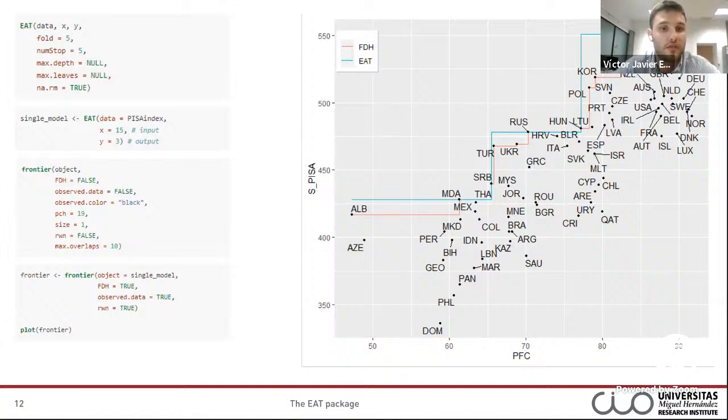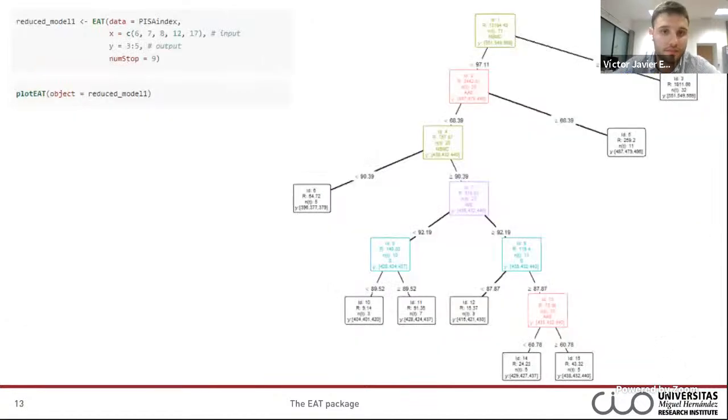Then, with the function frontier, we can plot the data cloud and compare the FDH and the EAT frontiers. As we can see, it does not overfit the data as FDH does. Now we create a new example using 5 inputs and 3 outputs. For multiple input and output scenarios, the typical tree structure showing the relationship between the predicted and the predictive variables is given by the function plotEAT.